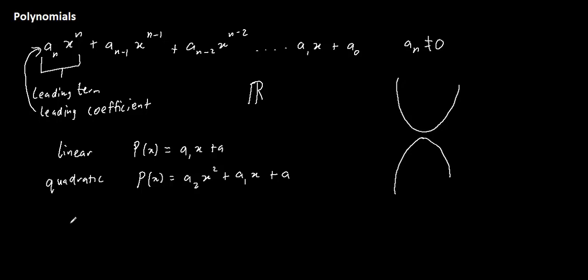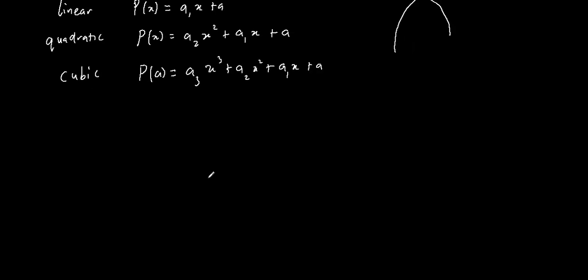When we have a highest power of 3, so a3x cubed plus a2x squared plus a1x plus a0, when our polynomial is defined as such, we call it a cubic. You know, like a cube is a three-dimensional shape. There's a lot of threes showing up, so you can see a relation here. Anyway, this is what we call a cubic.